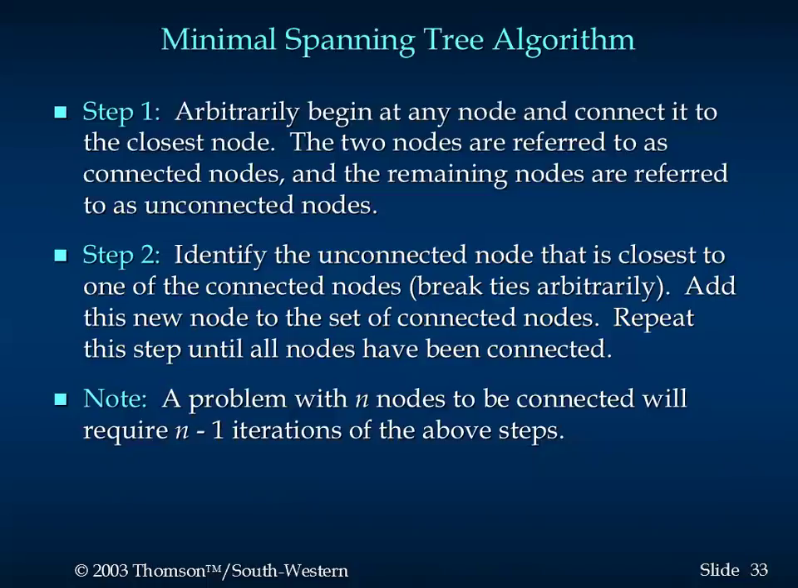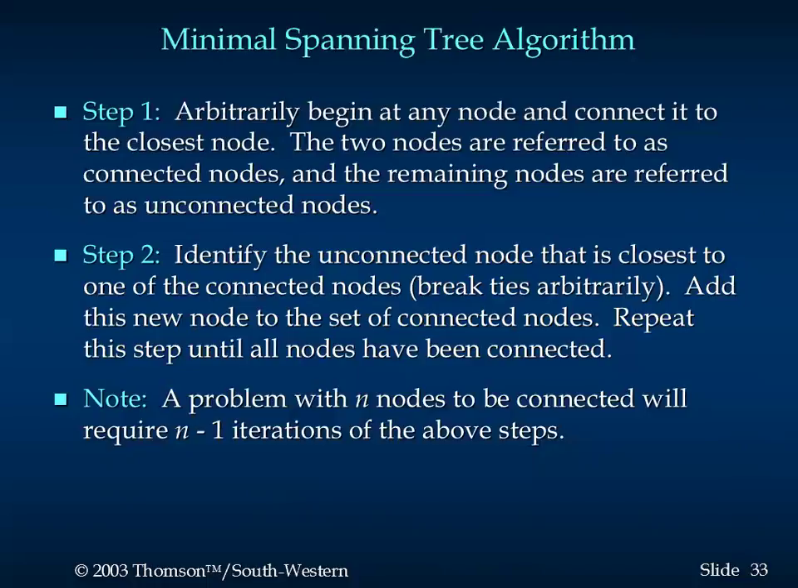Okay, arbitrarily begin at any node and connect it to the closest node. So take any node and look for the closest node to it. Yeah? The two nodes are referred to as connected nodes, and the remaining nodes are called unconnected.